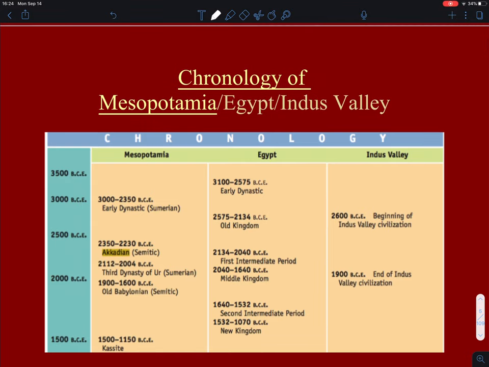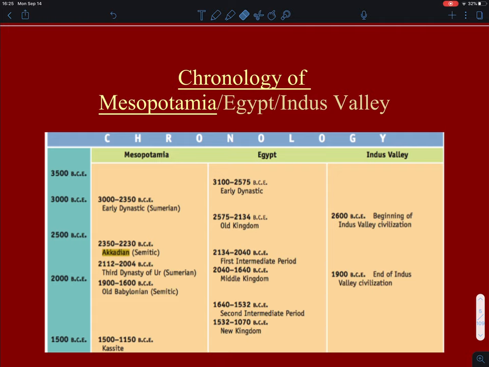So let's go. We will start from a chronology that goes even earlier than this. But for now, just a general chronology, you see that 3500 BC in Mesopotamia, and by 3000, by the early dynastic period, you have the Sumerian. The early dynastic period, in fact, is the Sumerian period, and I want you to pay attention to the fact that it goes from 3000 to 2350 BCE.